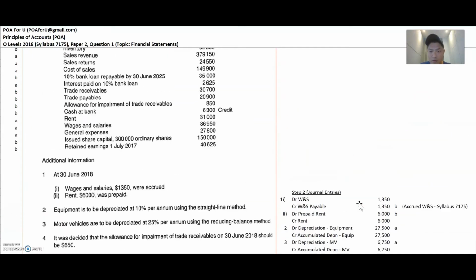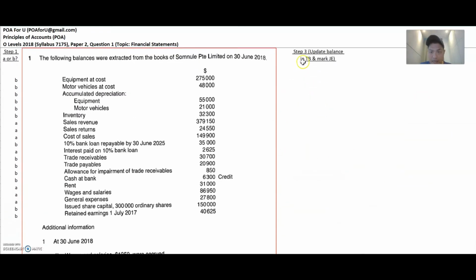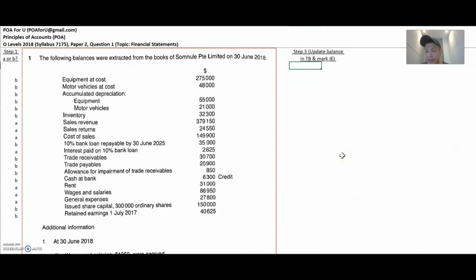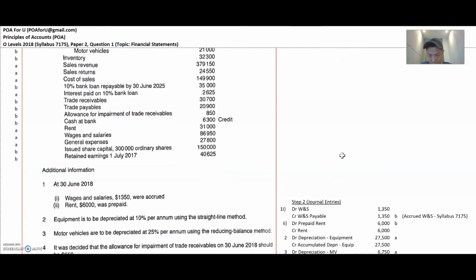All right, so let's move on to the third step. In the third step, you have to update the trial balance numbers and also mark in the JE section which are new JEs, to reflect them in the statement of financial performance and position. So let me show you what I'm referring to.